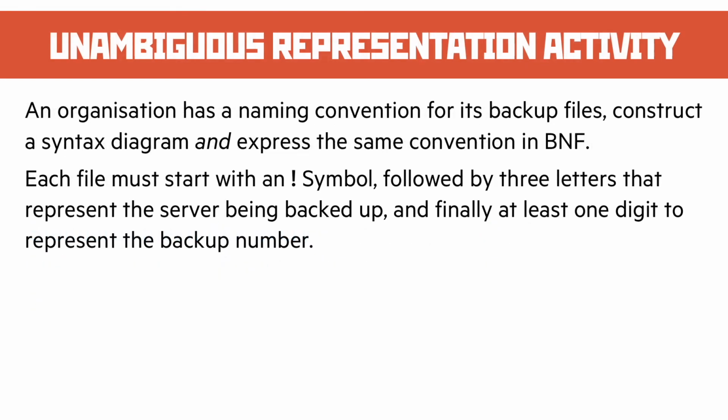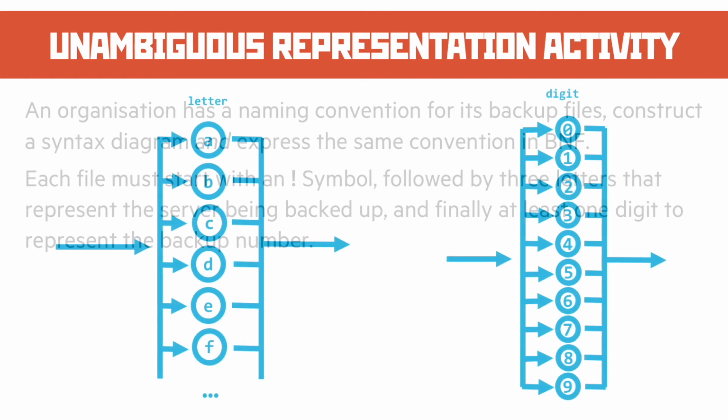The unambiguous representation activity then basically gives us a definition for how a company wants to store their backup names. We need an exclamation mark symbol followed by 3 letters that represent the server being backed up, and finally at least 1 digit to represent the backup number. So how are we going to define this? Well, let's start with a syntax diagram.